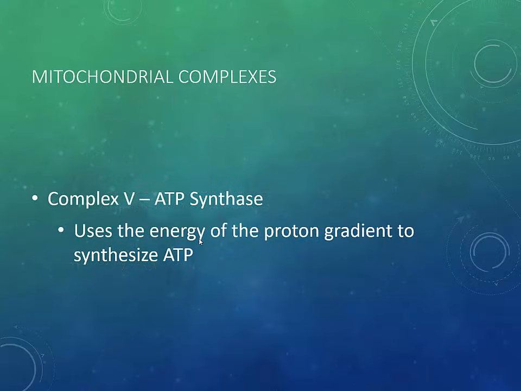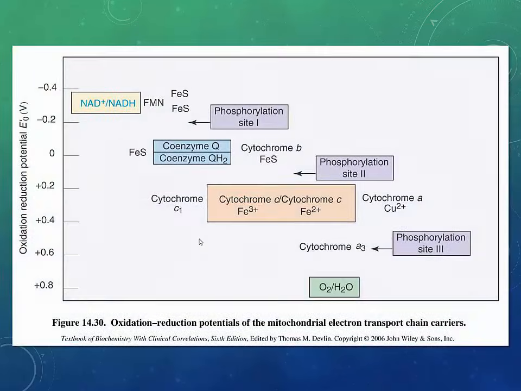Complex 5, which I haven't mentioned until now, is the ATP synthase. This is going to allow the protons to freely flow back into the matrix from the intermembrane space, which will allow the enzyme to synthesize ATP from ADP and inorganic phosphate.